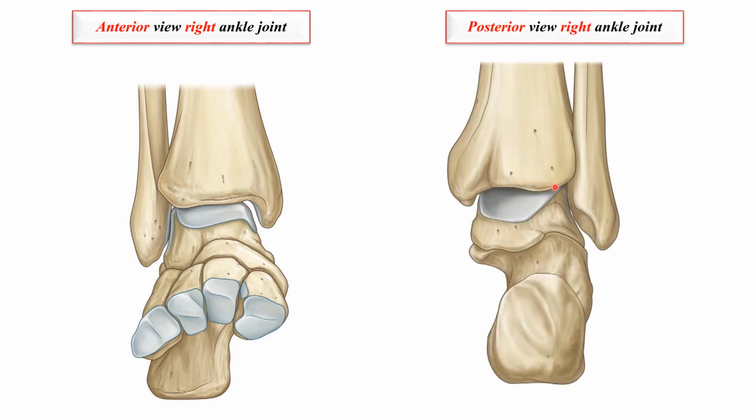This is the posterior view of the ankle joint. Superiorly, this is the tibia. Inferiorly, this is the talus. Laterally, this is the lateral malleolus, and medially here, this is the medial malleolus. The articulations between the tibia superiorly, the lateral malleolus laterally, and the medial malleolus medially, with the talus bone here, form the ankle joint. The distal bone here is the calcaneum.